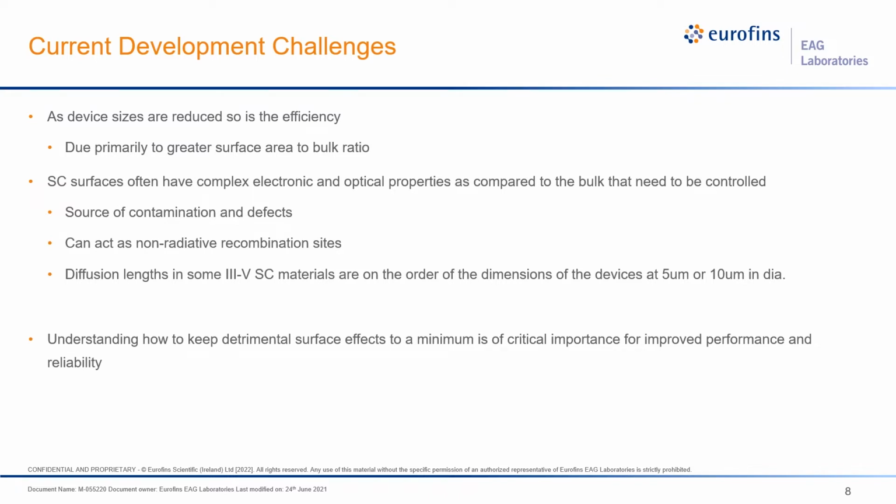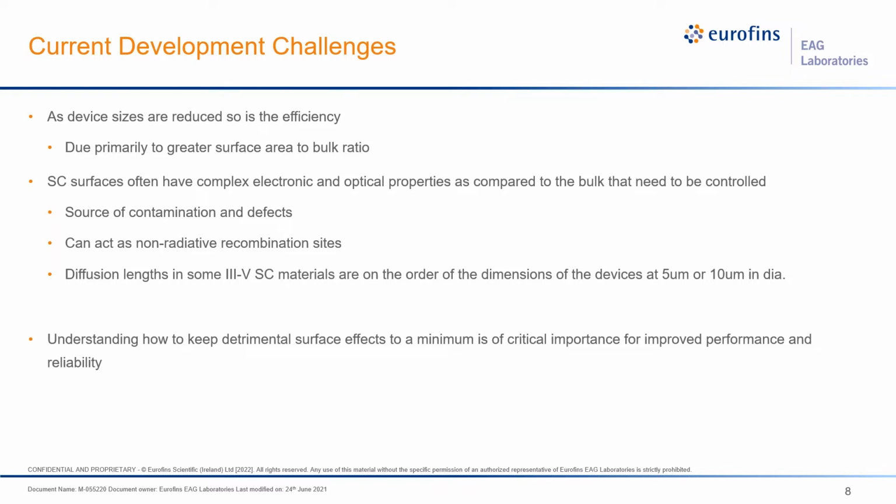types of devices. So as these device sizes shrink, so is reduced the efficiency of the devices as well. And this is primarily due to the greater surface area relative to the bulk of the semiconductor going much higher. And so semiconductor surfaces often have very complex electronic and optical properties as compared to the bulk materials, or within the bulk itself. And they really need to be controlled.